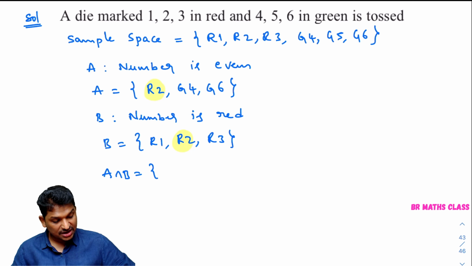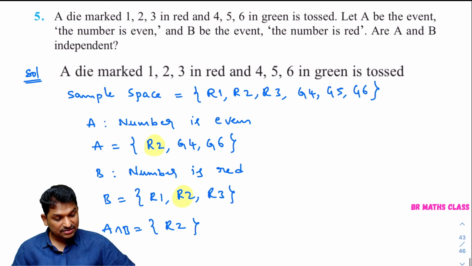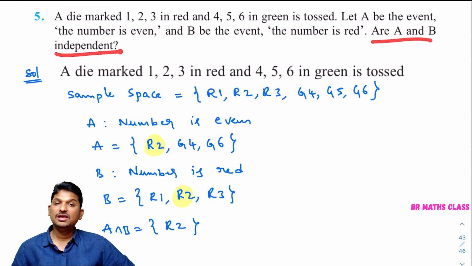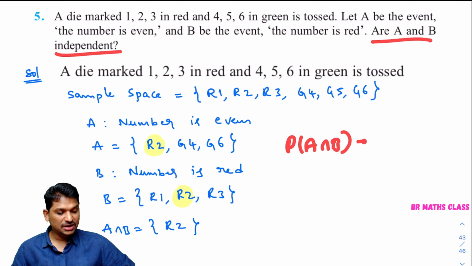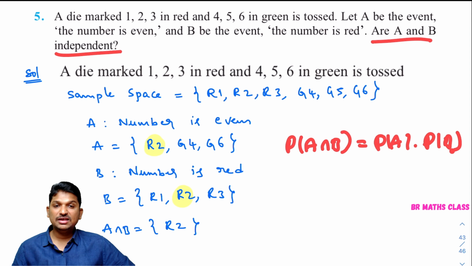This is the common in A and B. So R2. Okay, what are they asking in the question? Are A and B independent? They are asking, are the events A and B independent? Only one formula we have to check to see if the events are independent or not: probability of A intersection B equal to probability of A into probability of B. Then we can say that the events are independent events.